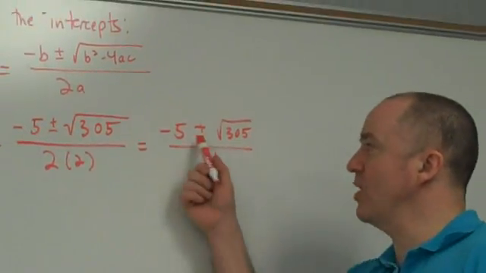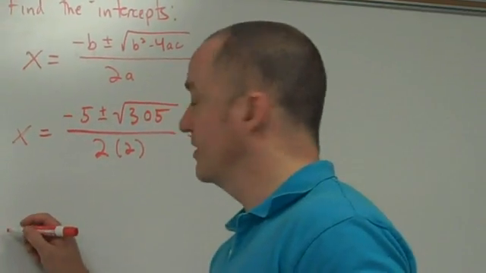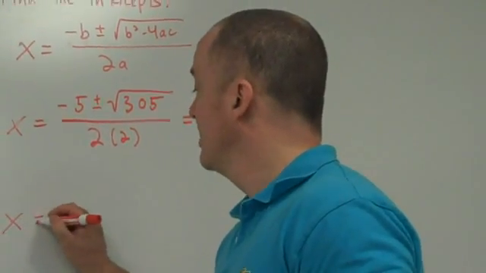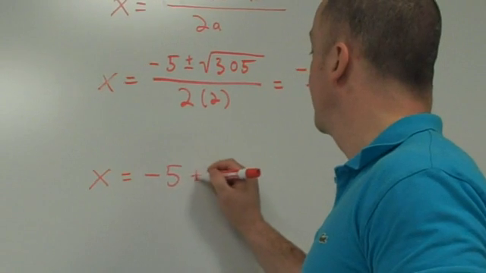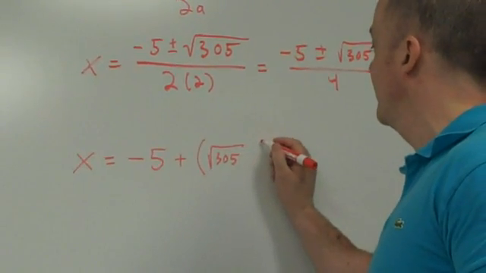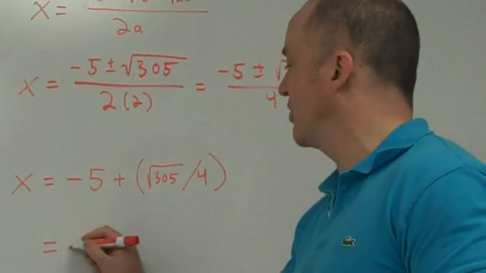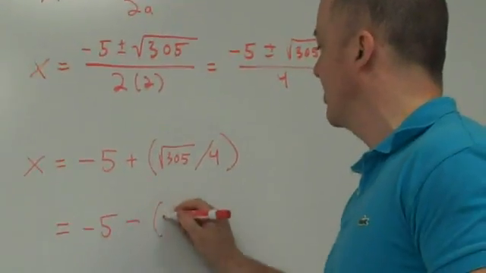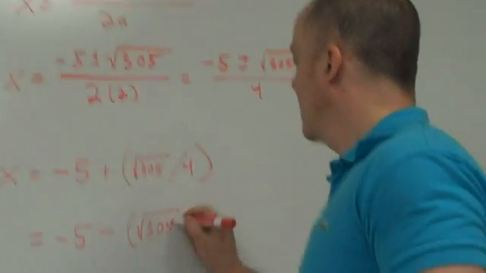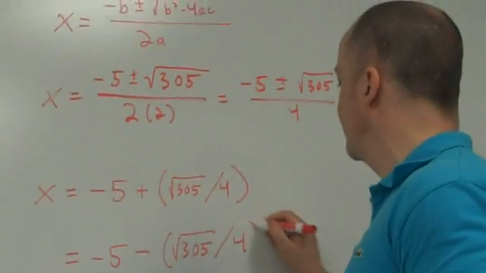And now I have to work out with my calculator both of these answers. So in my calculator, I have to figure out what negative 5 plus the square root of 305 divided by 4 is, and I have to figure out what negative 5 minus that is. Put all this in the calculator? You can put it all in one statement if you'd like.